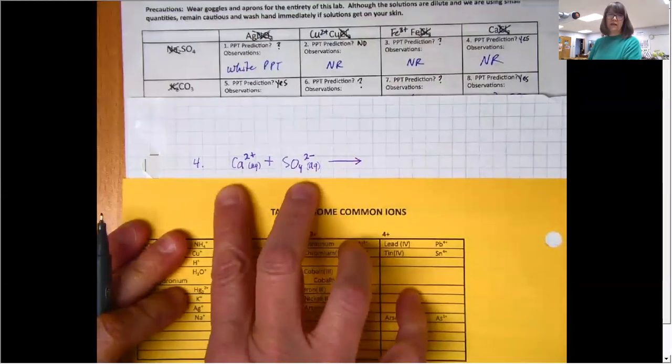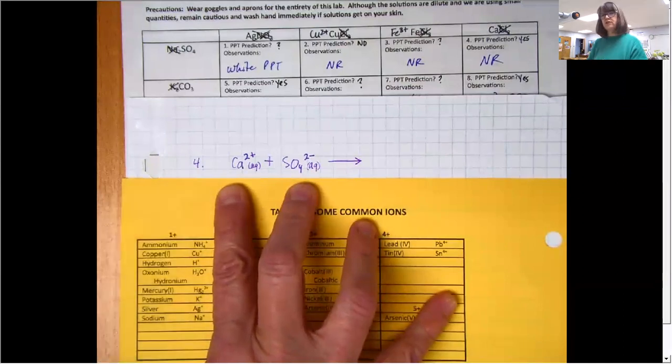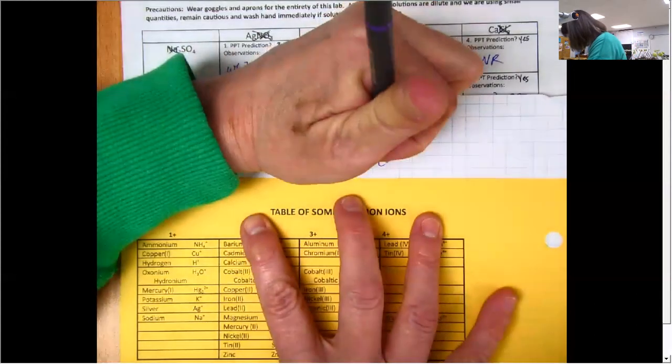Now, this is an ionic compound. And remember the rule for ionic compounds is that their charges must add up to 0. So this one kind of makes us happy. Why? Well, +2 and -2, I can just put them straight together and their charges will add up to 0.